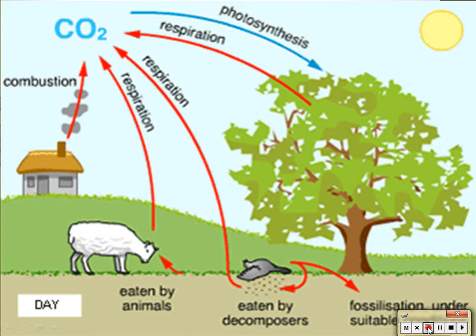So as you can see, there are 4 arrows pointing to CO2 and 1 arrow pointing away from CO2, which means if we chop down trees for any reason, we have fewer arrows pointing away from CO2, which means we're increasing how much CO2 stays in the air.